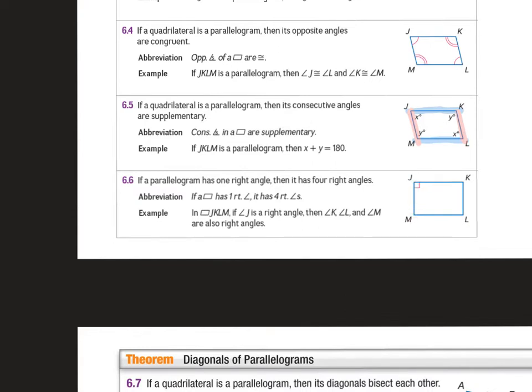If I have segment JM and segment KL being parallel, then JK would be the transversal this time. So that means that angle J plus angle K must equal 180. And if angle J is 90, that implies that angle K is 90. And we could work our way around this parallelogram, and we'll find out that angle L would be 90 degrees, and angle M would be 90 degrees. So if I have one right angle in a parallelogram, then it follows that I have 4 right angles.